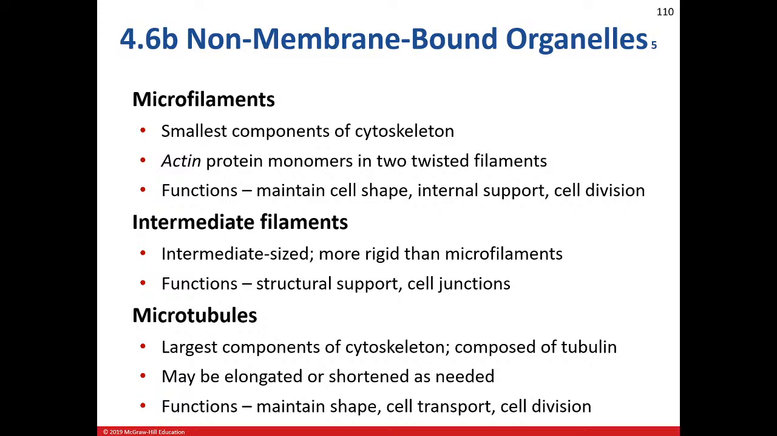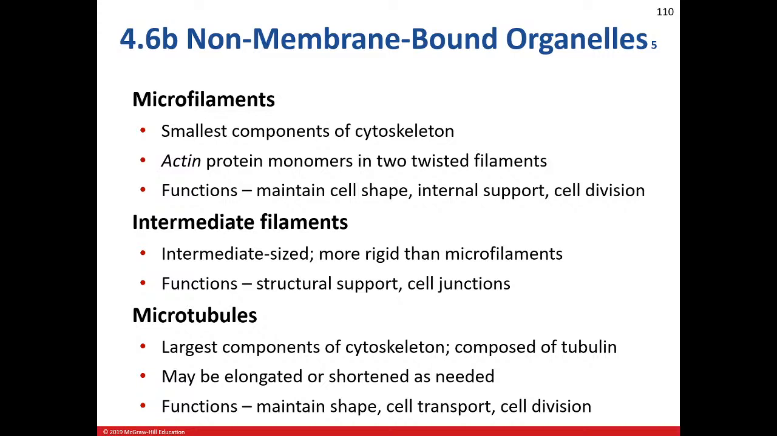Good. Intermediate filaments are intermediate sized and they're more rigid than microfilaments, and they function also in structural support and forming cell junctions. These are connections between cells that hold them together. Then microtubules are the largest part of the cytoskeleton, and they're made up of the protein called tubulin. That might be easy to remember. Microtubules are made of tubulin.